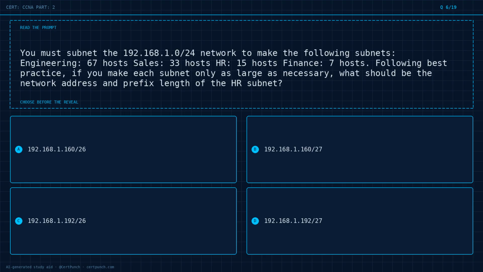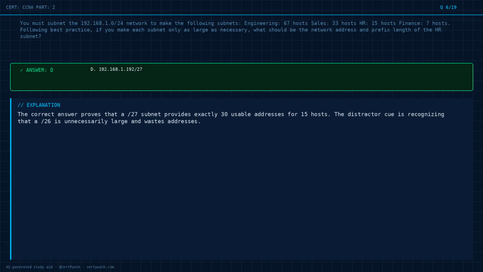Lock in your pick before the reveal. Trust the read. The answer is option D. What the exam tests here. The correct answer proves that a /27 subnet provides exactly 30 usable addresses for 15 hosts. The distractor trap is recognizing that a /26 is unnecessarily large and wastes addresses.